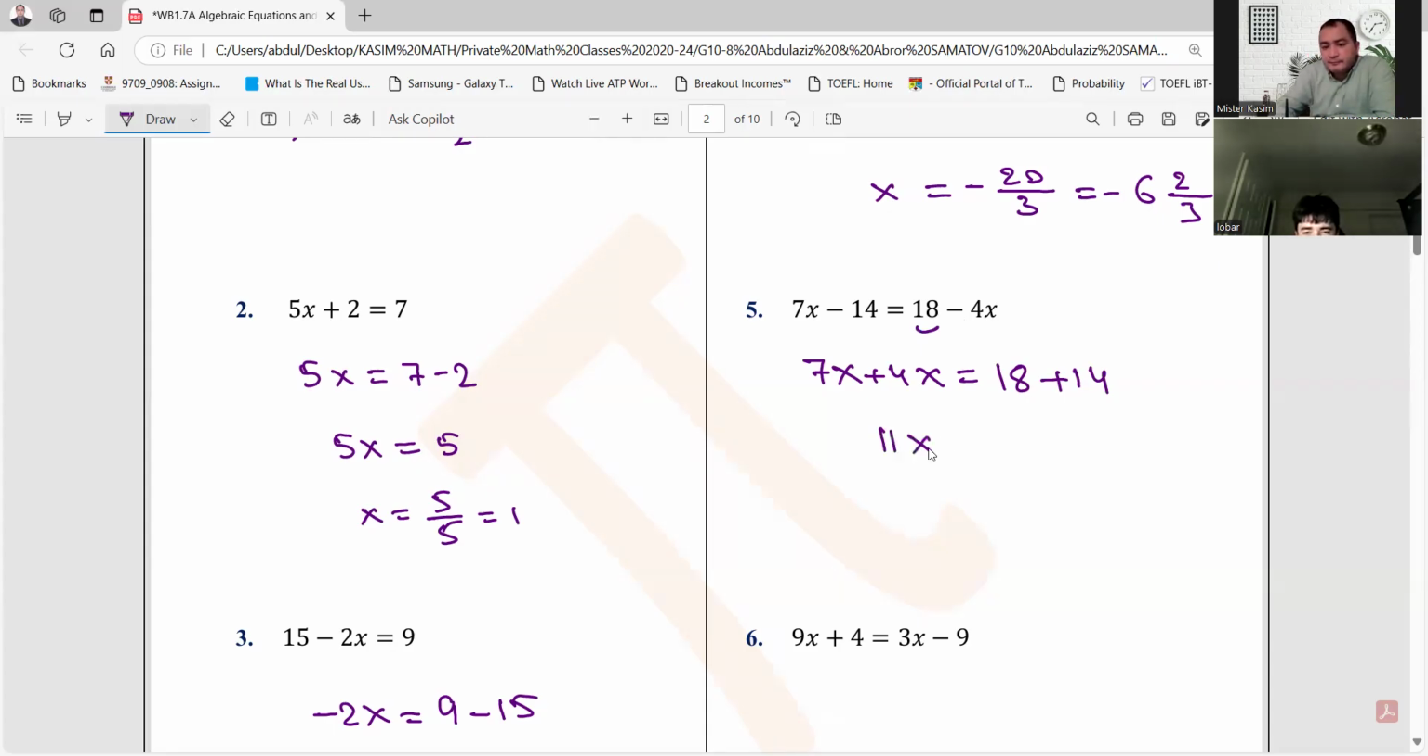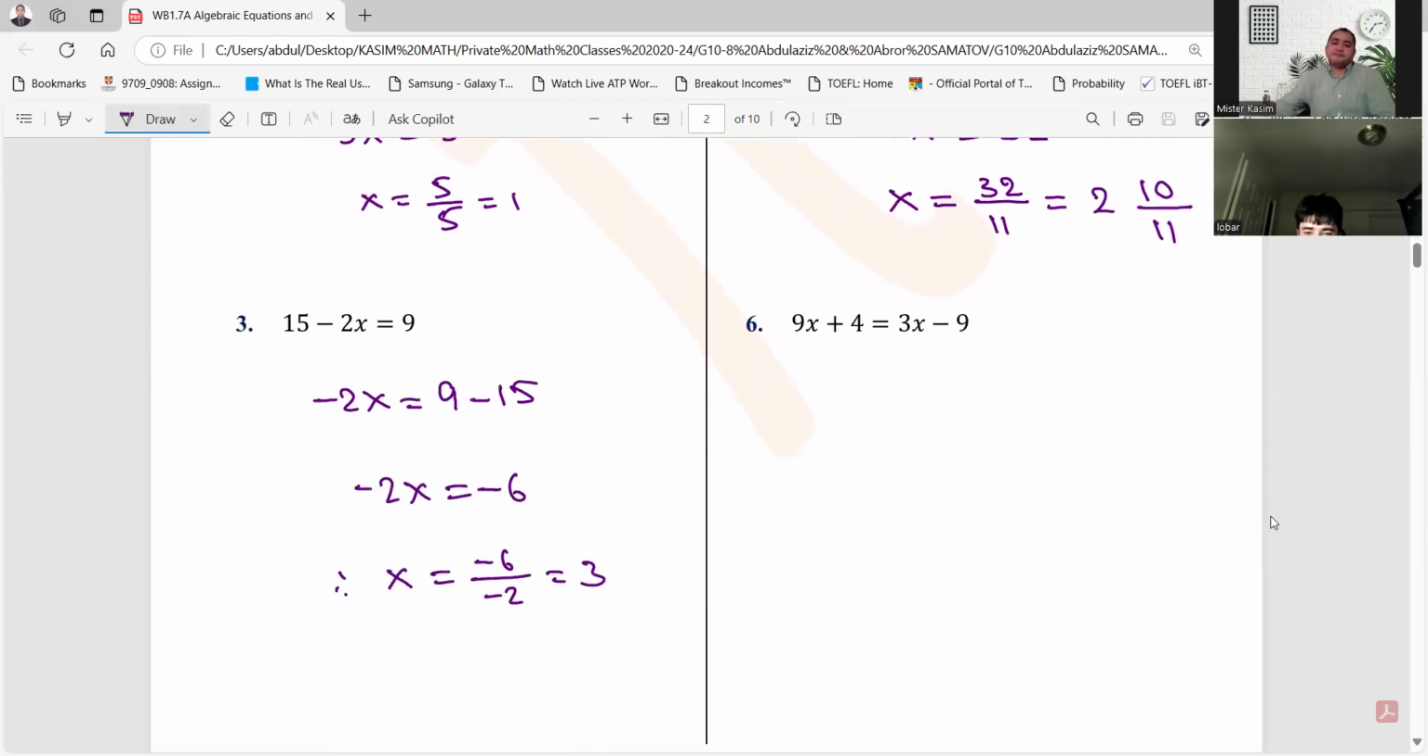11x equals 32. X equals 32 over 11. Can you change this into a mixed number? How many 11s are there in 32? 2, right? 2 times 11 is 22. So there's 10 over 11. Okay. All right. Next.